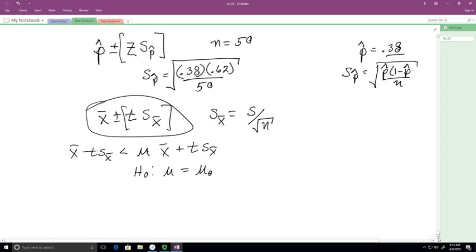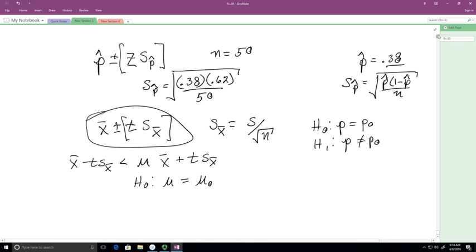except when I have a hypothesis concerning a proportion. Here, the hypothesis is it's equal to P naught, whatever that is, versus it isn't equal to P naught. So when I do a test for a proportion, you do something.